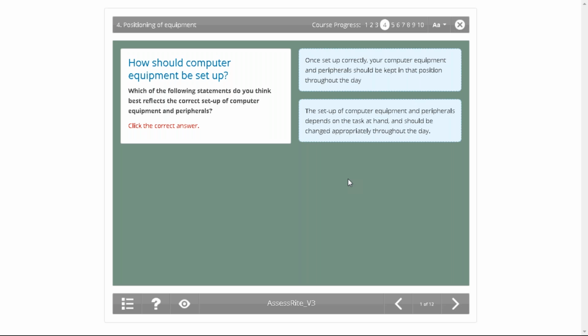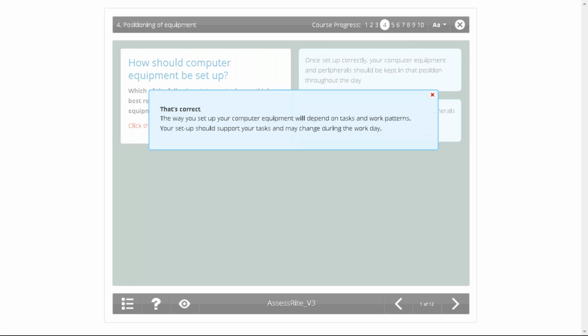Well, Ellie, I think my peripherals should be moved appropriately. I don't know about you. So we're going to go for just appropriate movement of our peripherals.